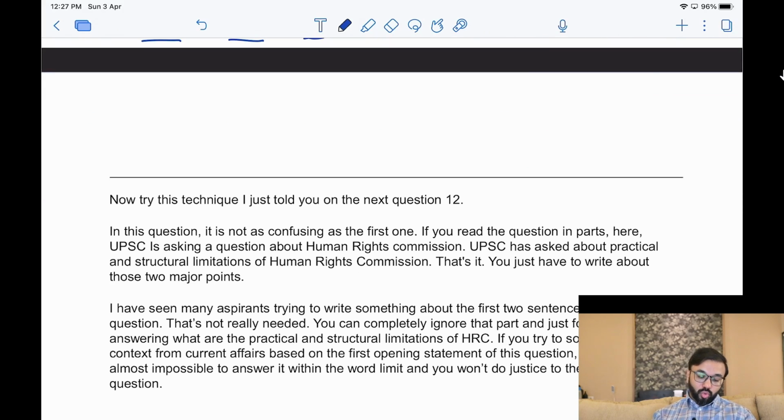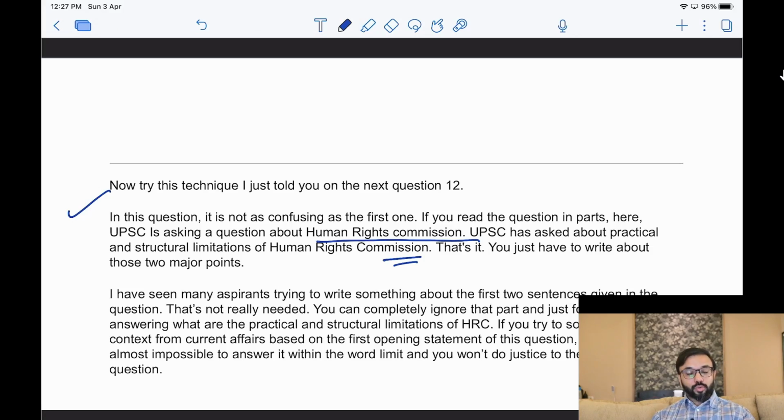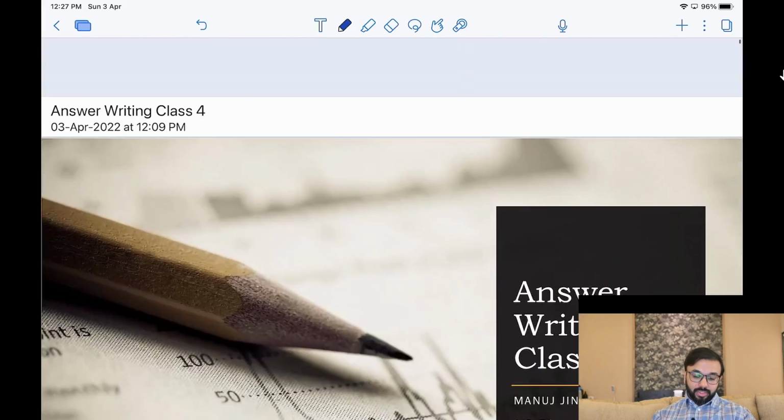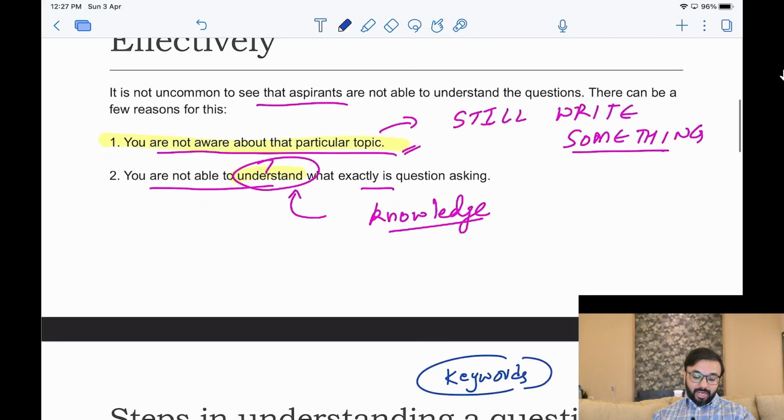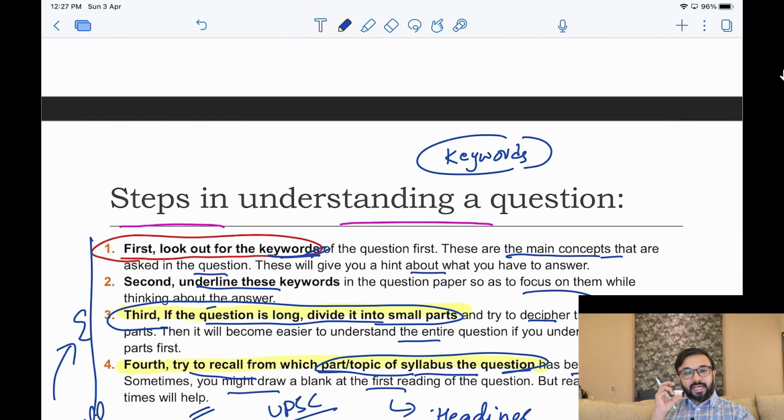So I want you to go ahead and try this question on Human Rights Commission. It has simply asked about the structural and practical limitations of Human Rights Commission. I want you to go into that question and answer that question. That way you will be able to understand how to apply this particular technique of dividing the question into smaller parts, understanding the keywords of the question and getting the question right.